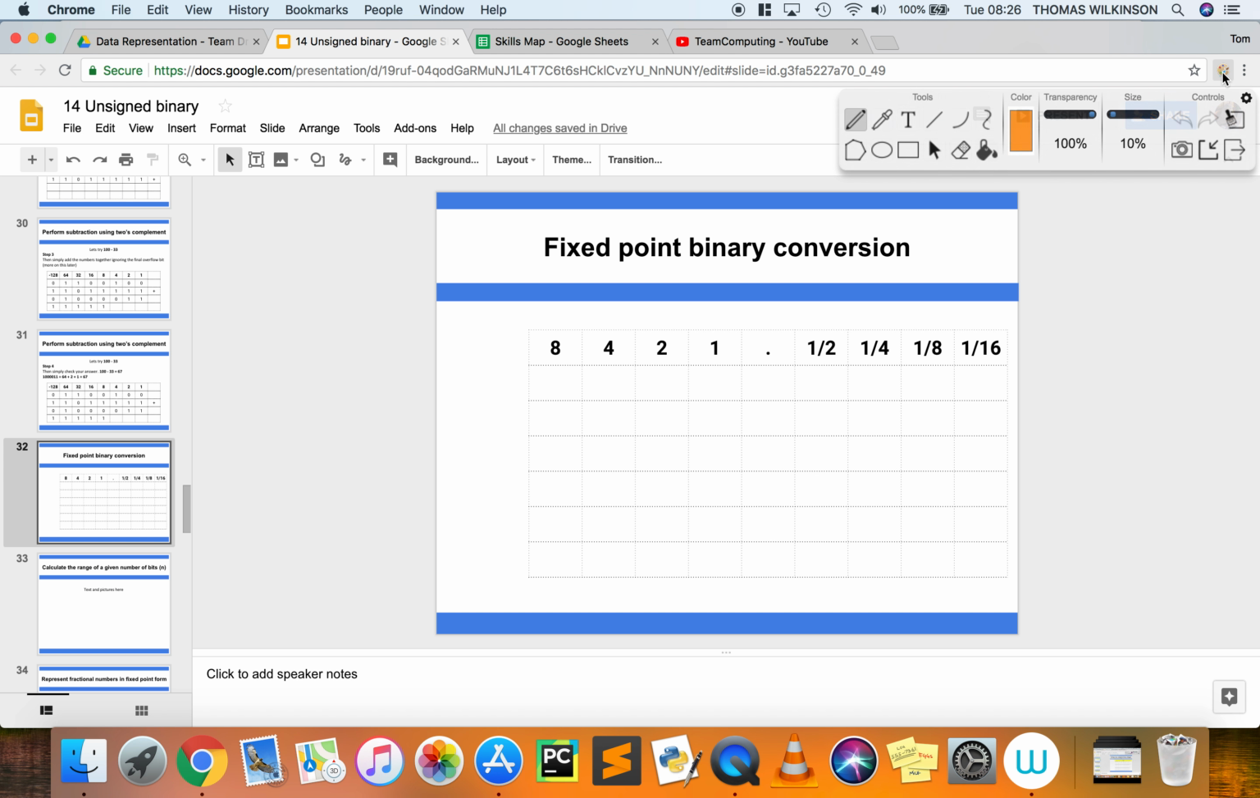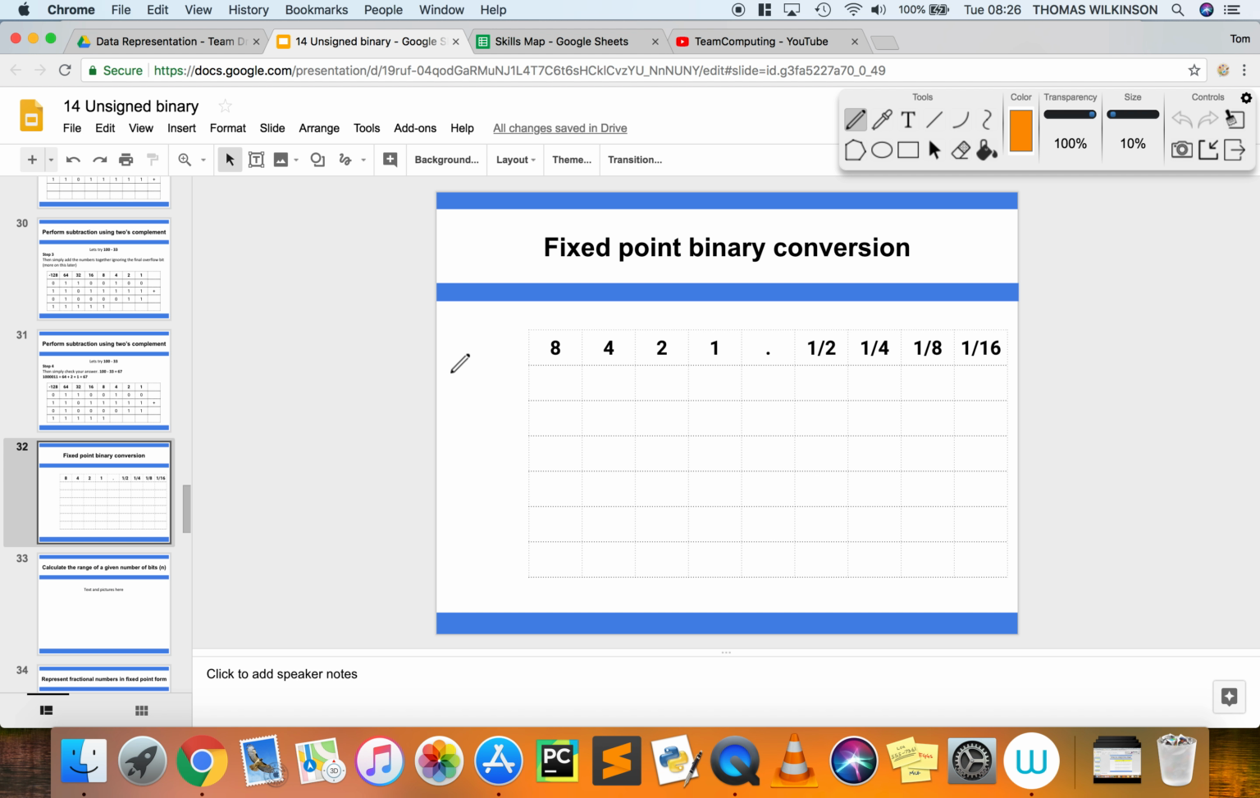Okay, so in this video tutorial, we're going to have a look at fixed point binary conversion. Something that you will have looked at up to now is whole numbers or whole integers in binary and how we go about converting those. But one thing we do know in maths is that there are situations where we want to convert numbers that are of a fractional point into binary as well.